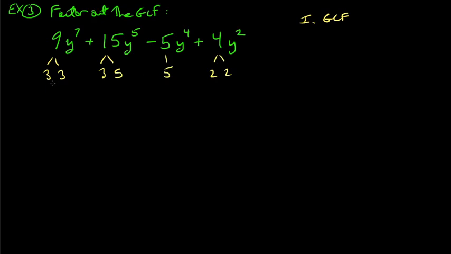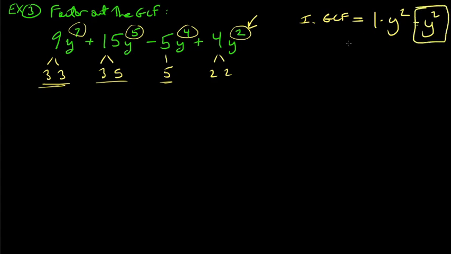Okay, so notice that there's no 5 here, and there's no 2 in any of these. So there's really nothing in common to all 4 of these, so the GCF is 1. Now, don't forget the variables, y to the 7, 5, 4, and 2. So out of those exponents, 7, 5, 4, and 2, what's the smallest exponent? It's the 2. So this is 1 times y squared, or just y squared. So the GCF is y squared.